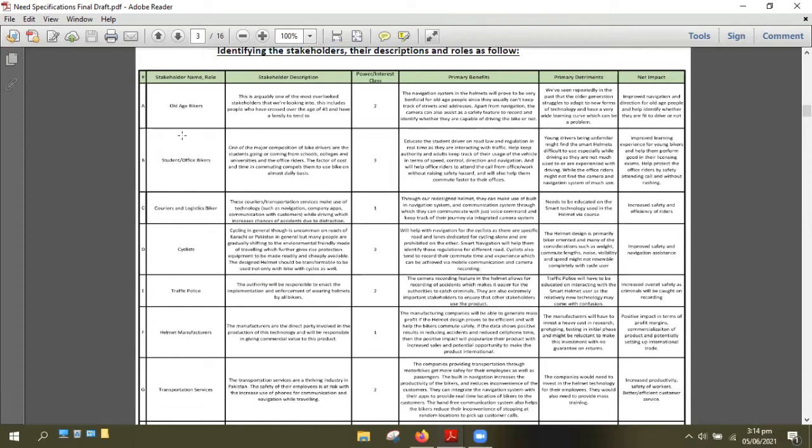So once we had identified the stakeholders, the next step was to look at what role they play in these problems, how our solution would be affecting them, and what the primary benefits of our solution would be for these stakeholders.